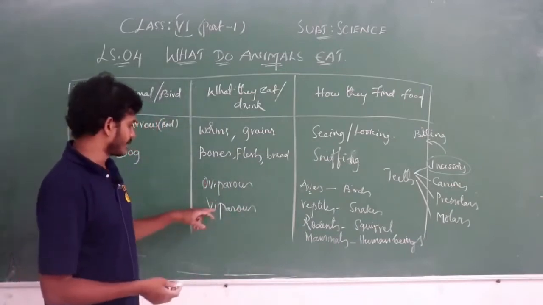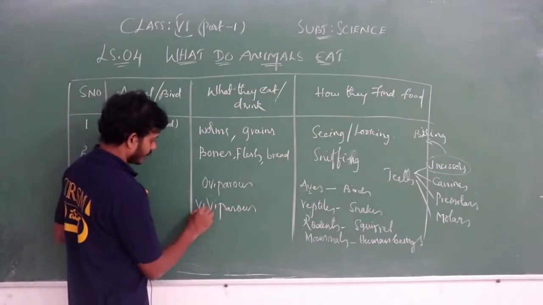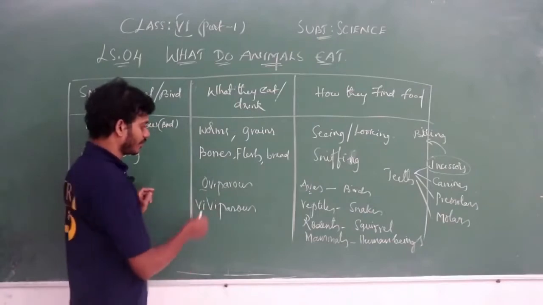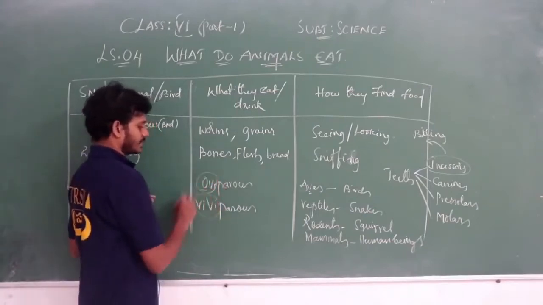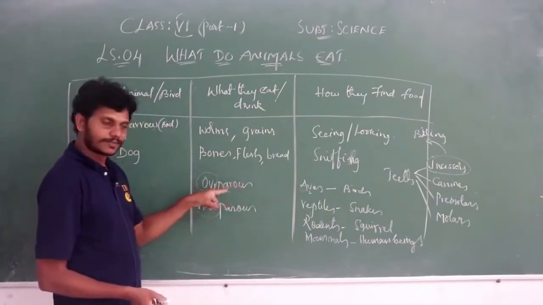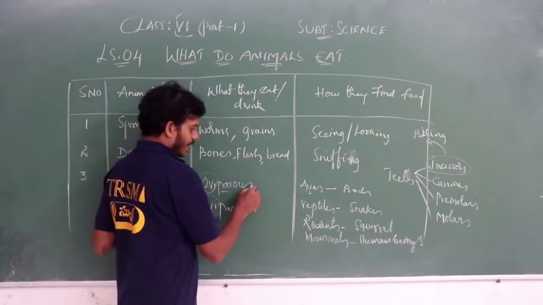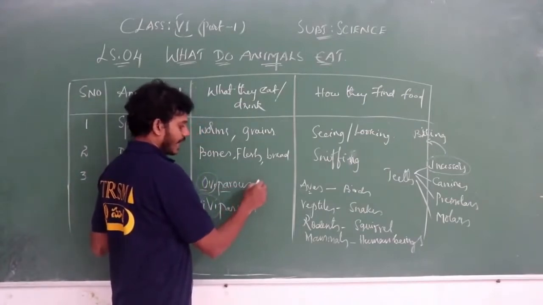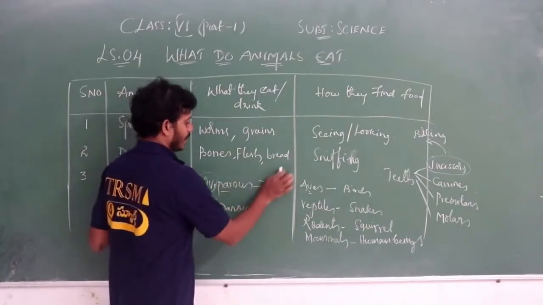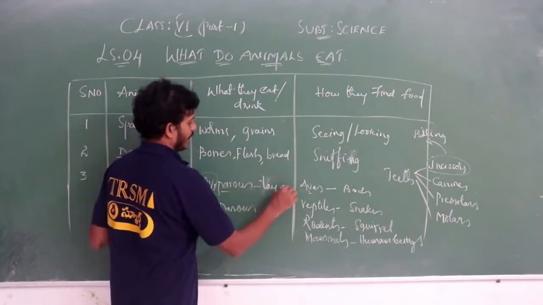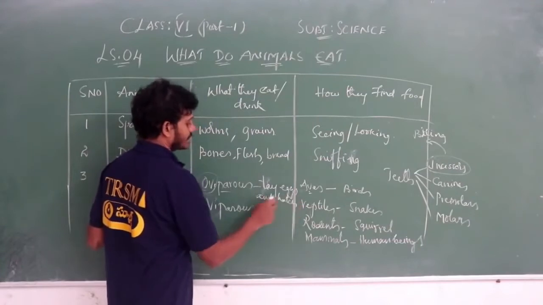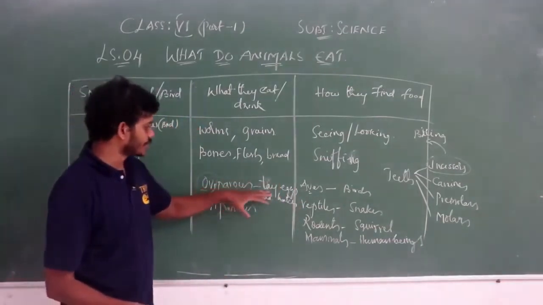Oviparous and viviparous. What's the difference between the two? Let's observe this. Oviparous organisms lay eggs and hatch their babies with the help of their eggs. They lay eggs and hatch into chicks.